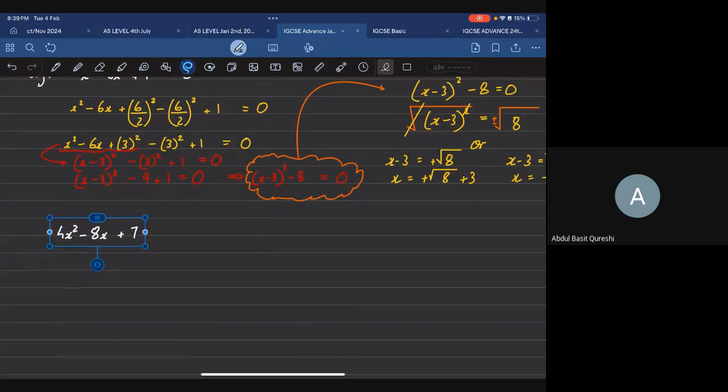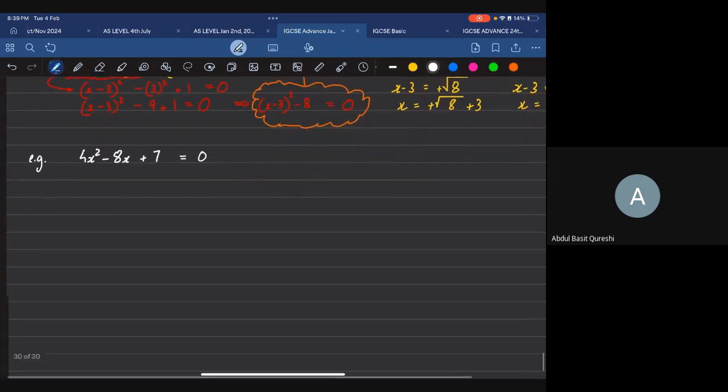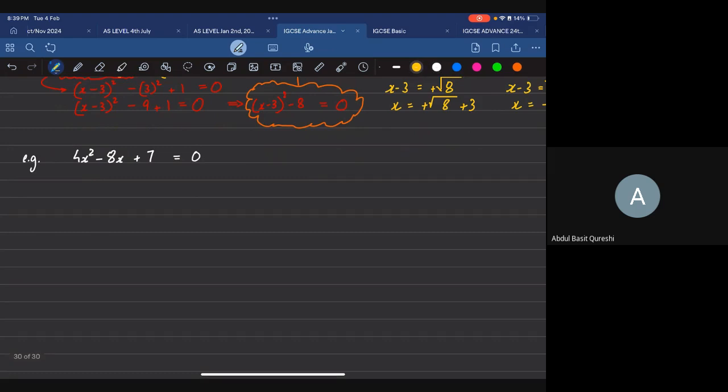So Basit is telling us what happens, because everyone obviously knows that in order to solve a quadratic using completing the square, you're going to have to make sure that the coefficient of x squared is equal to 1. Now, I'm going to treat this as an equation. Let's try it out first. So what am I going to have first? I'm going to take this out as common.